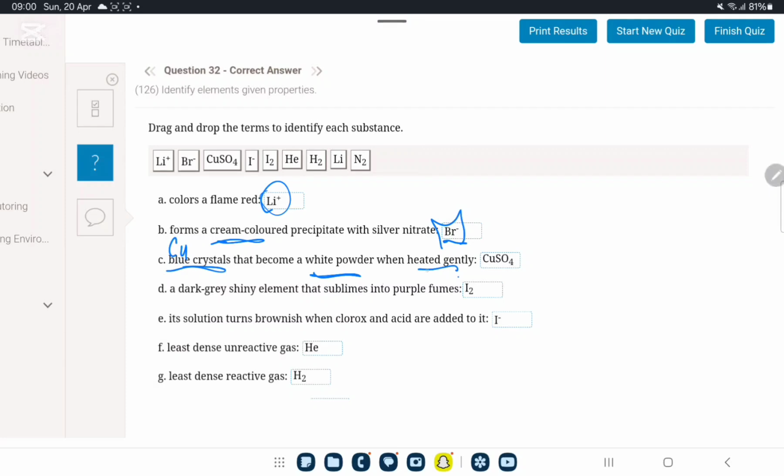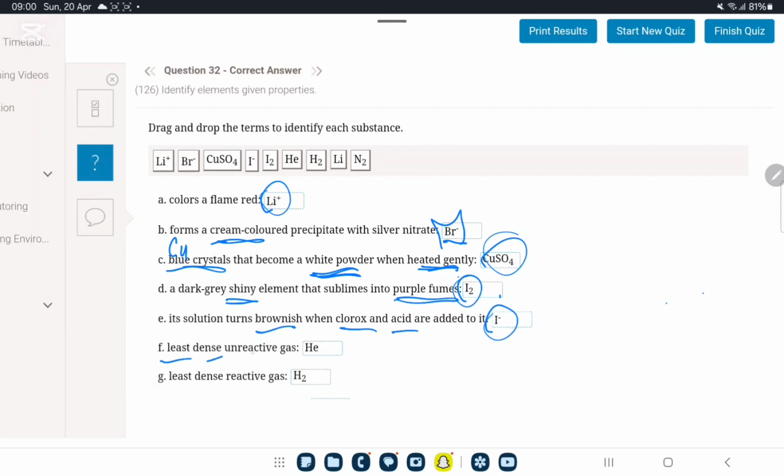It becomes white powder when heated gently, so it is CuSO4, copper and sulfate. A dark grey shiny element that sublimes into purple fumes. You should memorize this. Shiny element and purple fumes, so it's iodine. Solution turns brownish when Clorox and acid are added to it, I minus.